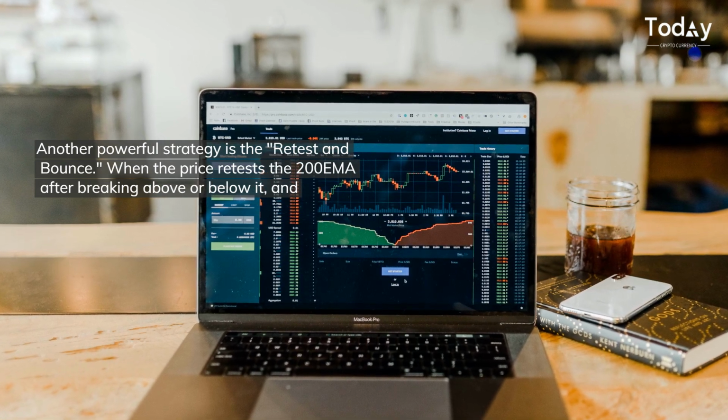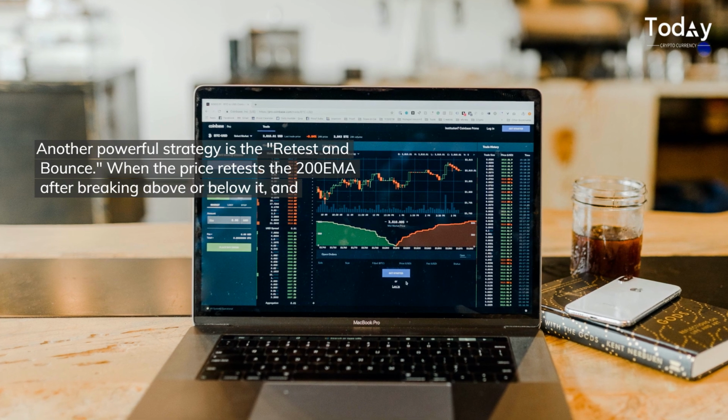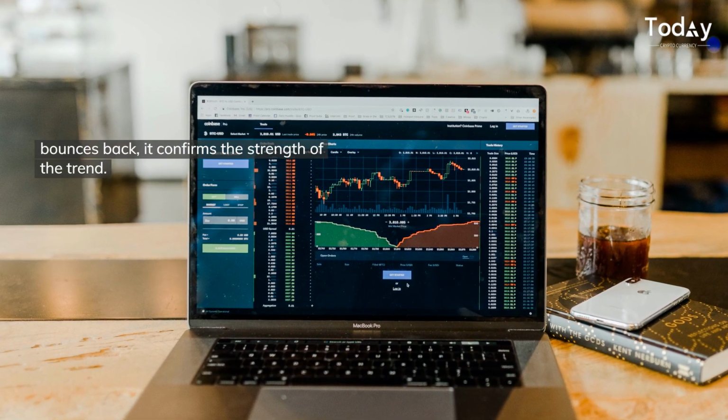When the price retests the 200 EMA after breaking above or below it, and bounces back, it confirms the strength of the trend.